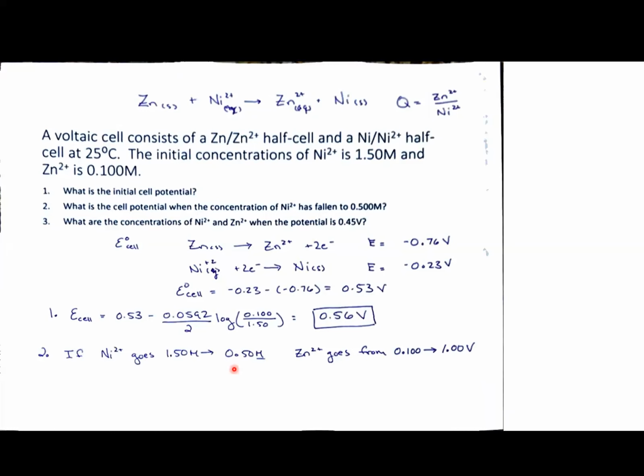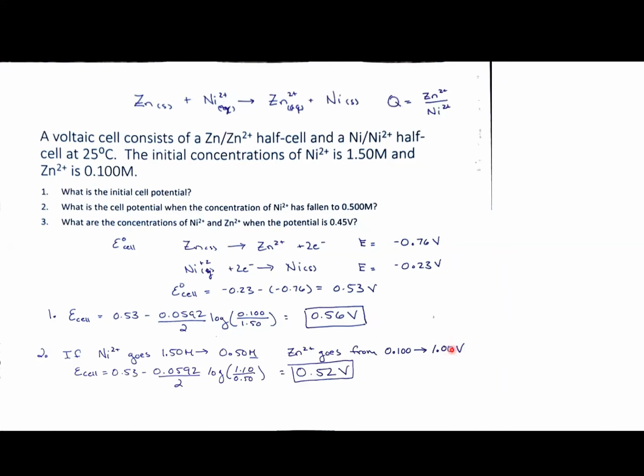The second question: what is the cell potential when nickel 2+ has fallen to 0.5 molar? Here's how that looks. If nickel goes from 1.5 molar to 0.5 molar, it's a change of 1 molar. That means zinc is going to go up by 1 molar, and I wrote that out here. So zinc would go from 0.1 to 1.1, not 1.0. That should be a 1 right there. That'll be fixed when I end up posting this. So for those of you watching, this should be 1.1, not 1.0. I have it fixed here, so it's the right number there.